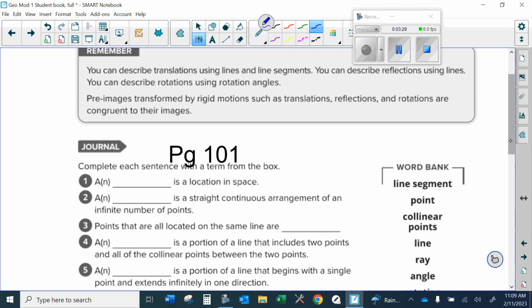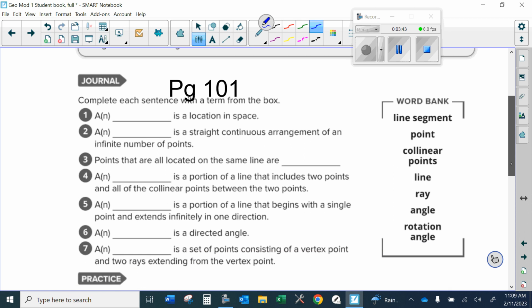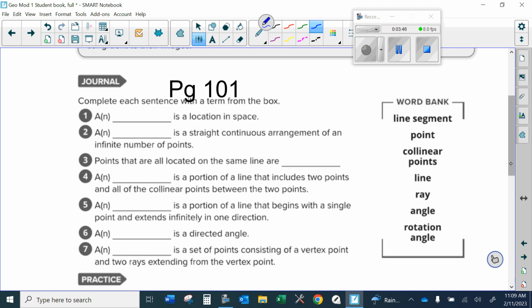Okay. You can describe translations using lines and line segments. You can describe reflections using lines. You can describe rotations using rotation angles. Complete each one. You can try to complete it first on your own here and then hit play and fill it in. A blank is a location in space. So that's review, that's point. A blank is a straight continuous arrangement of an infinite number of points. And it's continuous. Line.